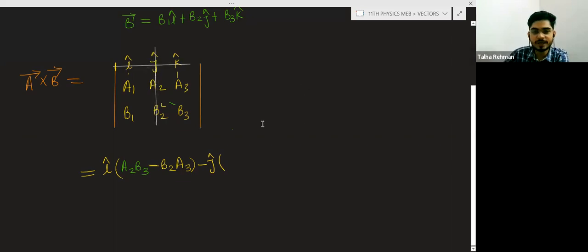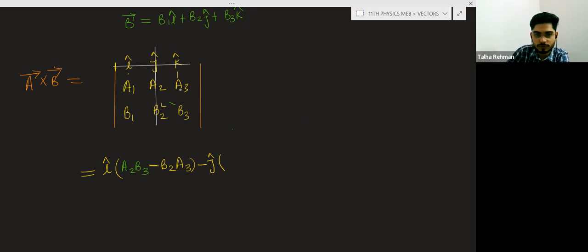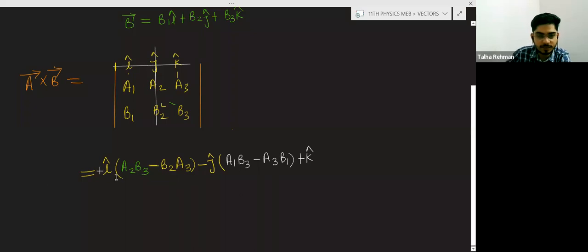So what will you multiply now? You will multiply A1 with B3 and B1 with A3, like this, first like this and then like this. A1 B3 minus B1 A3. Now finally we will write a plus sign with K cap. So see, here is a plus sign, here is minus, here is again plus.